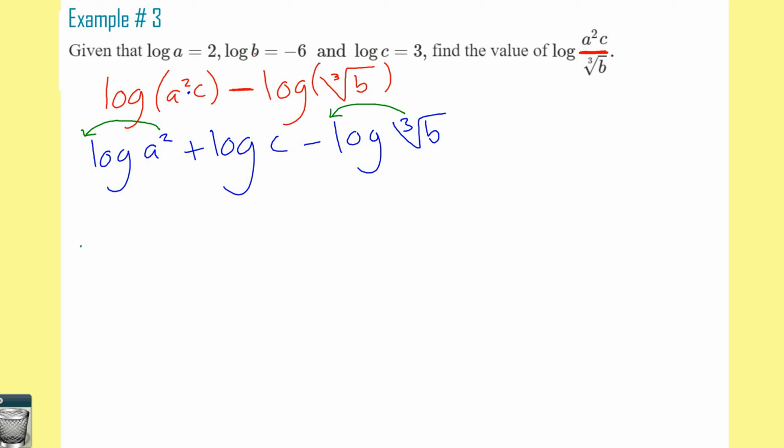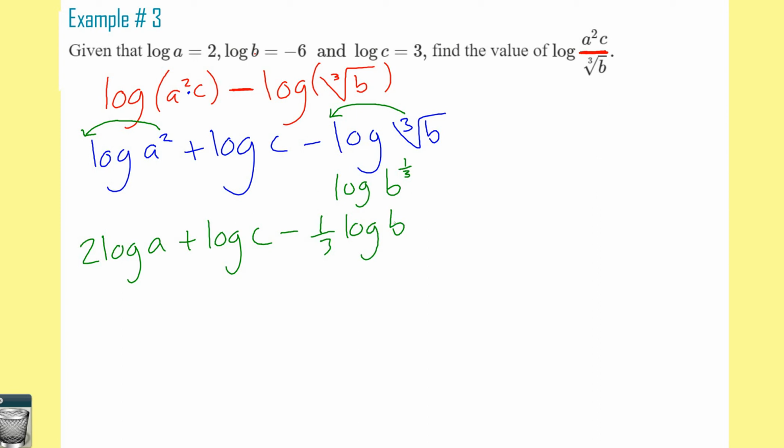So this is going to be 2 log a plus log c minus, how do I put a cube root out front? Got to write it as an exponent. Log of b to the 1/3. Then we put the 1/3 out front. If you don't remember that, that's in the next lesson. So 1/3 out front.